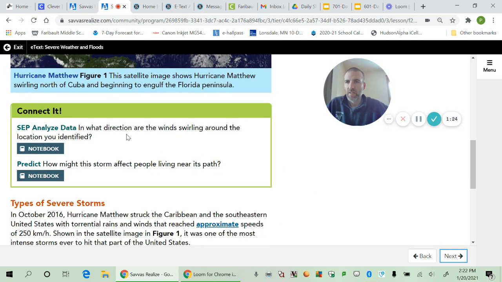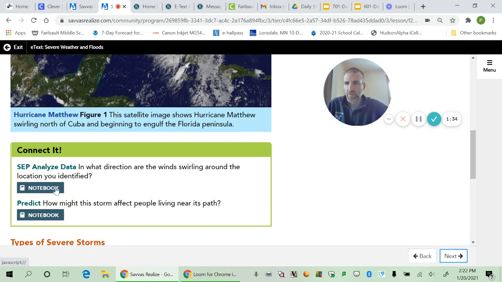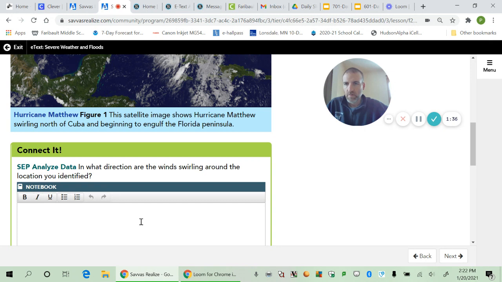We're going to start off by looking at two connected questions. In what direction are the winds swirling around the location you identified? So if we look back up at this picture, you're going to write that answer in the notebook box on your iPad, or you're going to be writing that on page 82.